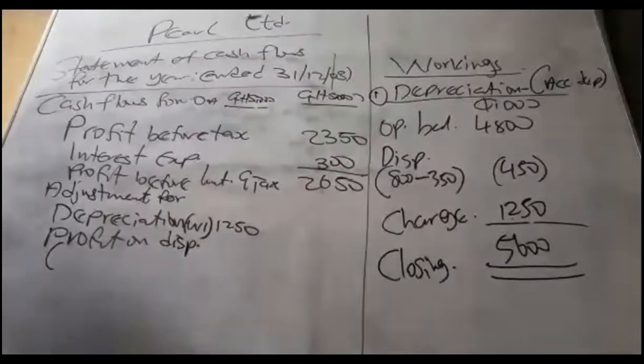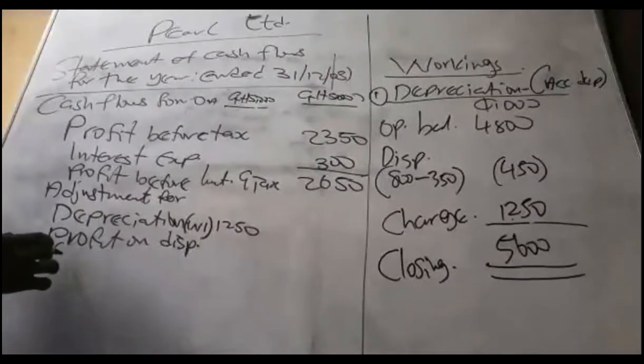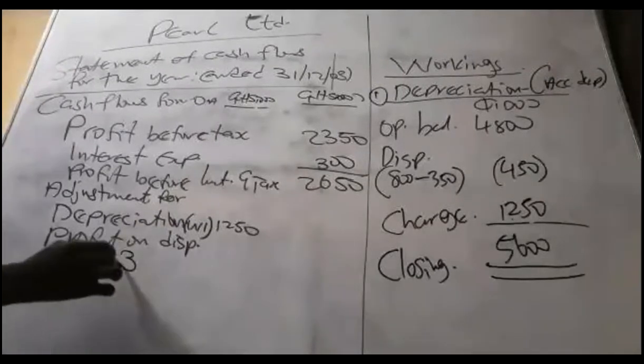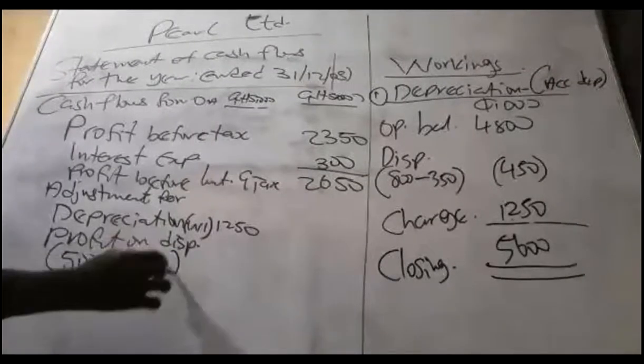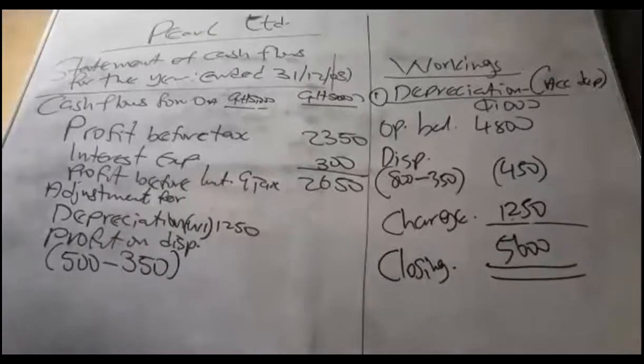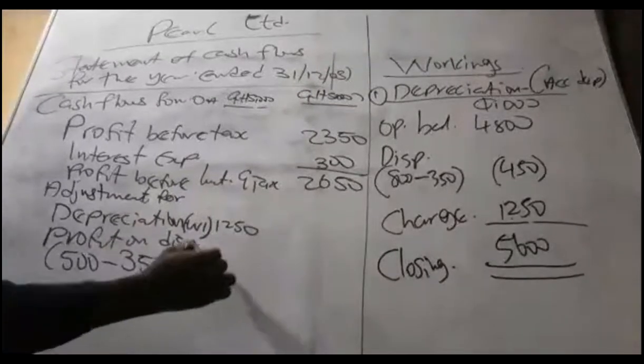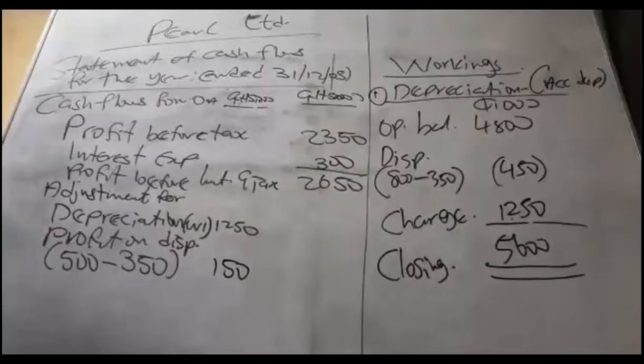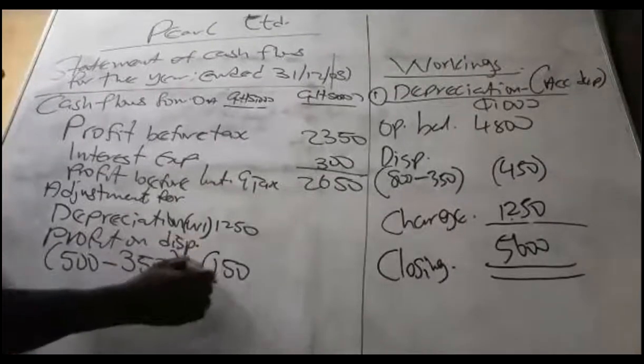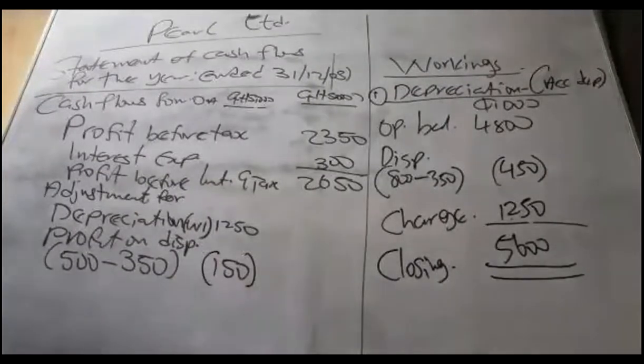Profit on disposal. So open your bracket nicely. Then what you do is they sold it for 500, and the carrying amount happened to be 350. Then record the answer here, 150 profit. Because the profit you have added to the profit, what do you do? Reverse it by subtracting. That is it.